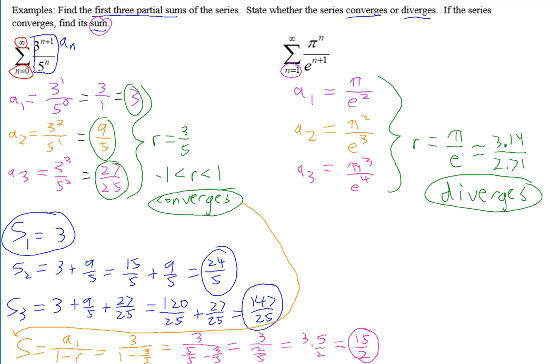Now let's take a look at the first 3 partial sums. So the first partial sum is just the first term, pi over e squared. And in this case, it's probably easier to just write out. You could get a common denominator here, but it's not going to make it any simpler, really. So you could get pi over e squared plus the second term, pi squared over e cubed. There's our second partial sum.